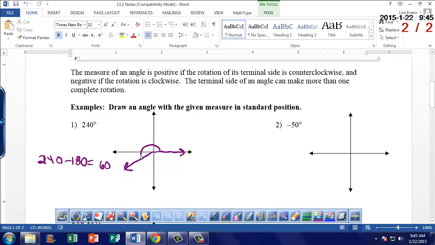I'm going to draw my arrow, and then what I would like you to do is label how far past one of the axes it is. So this would be 60 degrees.